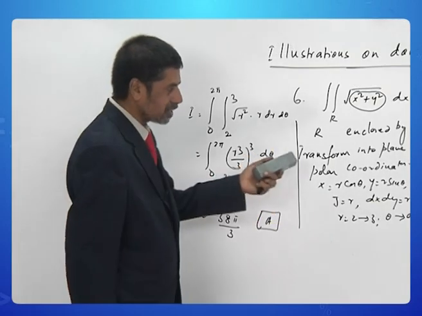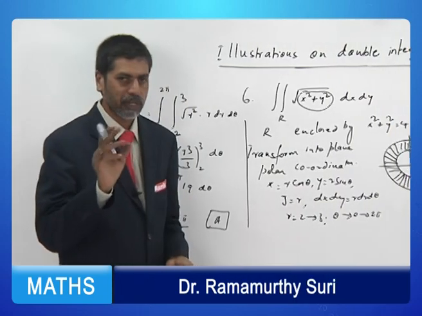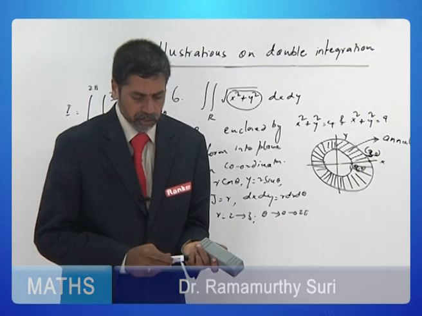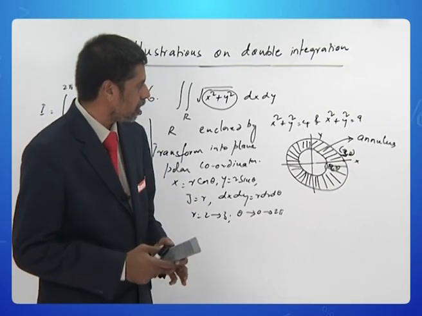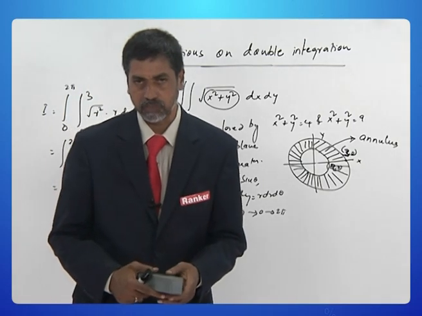So this is the second example we are doing using polar coordinates. The first one was a plane circle. This time it is an annulus. So polar coordinates can be very, very useful for these types of problems. Let's go to the next question.